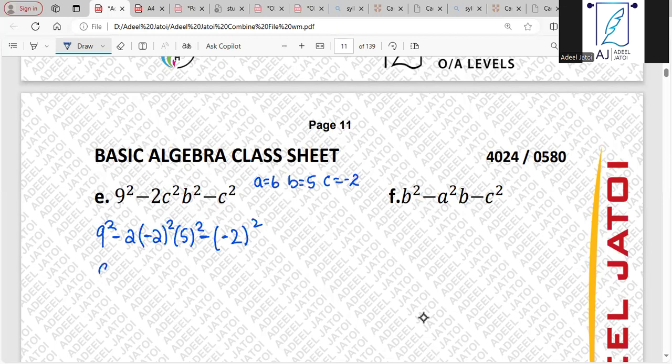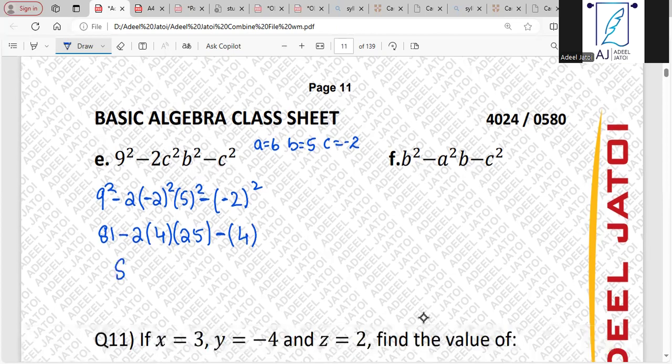So 9 squared is 81 minus 2 times 4, and 5 squared is 25, and negative squared will become 4. So what do we have? 81 minus 2 times 25 times 4, which is 100, and 100 into 2 will become 200. So the answer for this will be 200, and this should be -4.